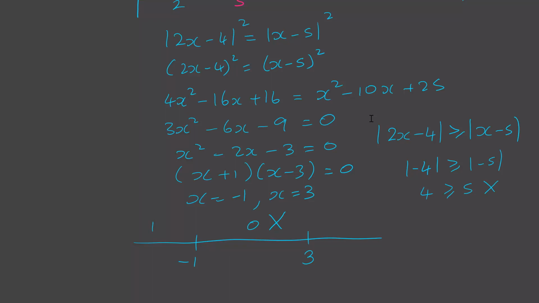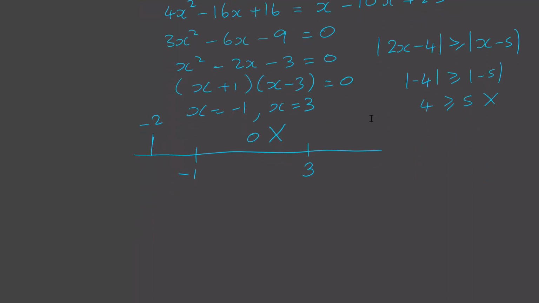If you try it with something out here, like negative 2, what would we get? So if x is negative 2, that's going to be modulus of negative 8 is greater than or equal to the modulus of negative 7, and that would give me 8 is greater than or equal to 7. So that's true, and you'd find it was true in this section as well.